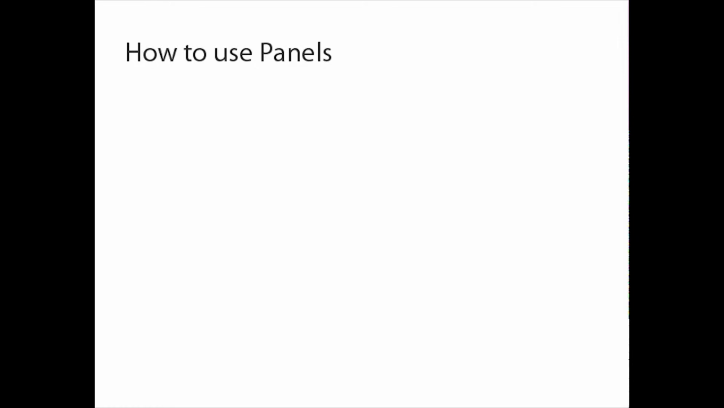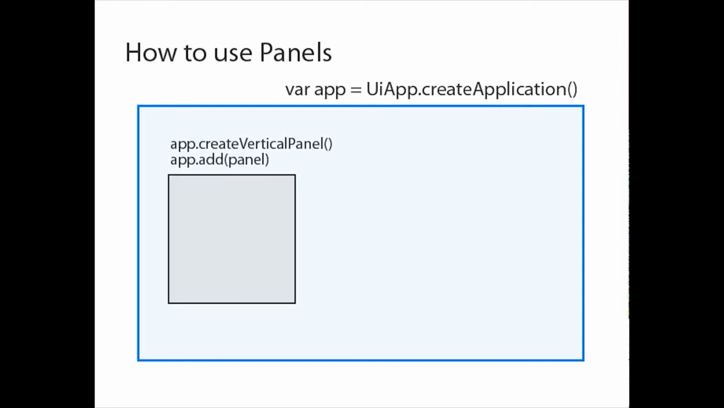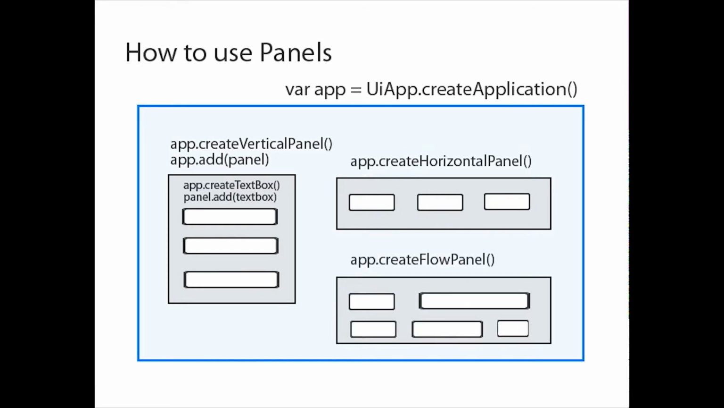So how do you use these UI panels and widgets? Well, it's easy. You can create an application using UI service. This app is the main container which defines the boundary of your application. Then create a panel to hold your UI widgets. In our example, we are using a vertical panel where widgets are stacked vertically. An application can be made up of multiple such panels. With the new application, you can create additional UI widgets and then just add them into your vertical panel and you are done. Similarly, you can stack widgets horizontally or in a flow.